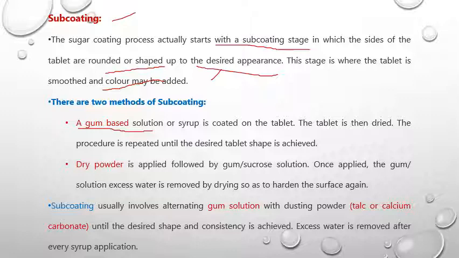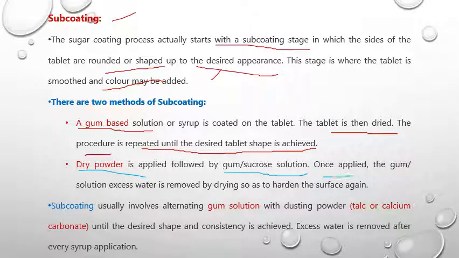A gum based solution or a syrup is coated on a tablet. The tablet is then dried. The procedure is repeated until the desired tablet shape is achieved. Second one is dry powder. Dry powder is applied followed by a gum sucrose solution.